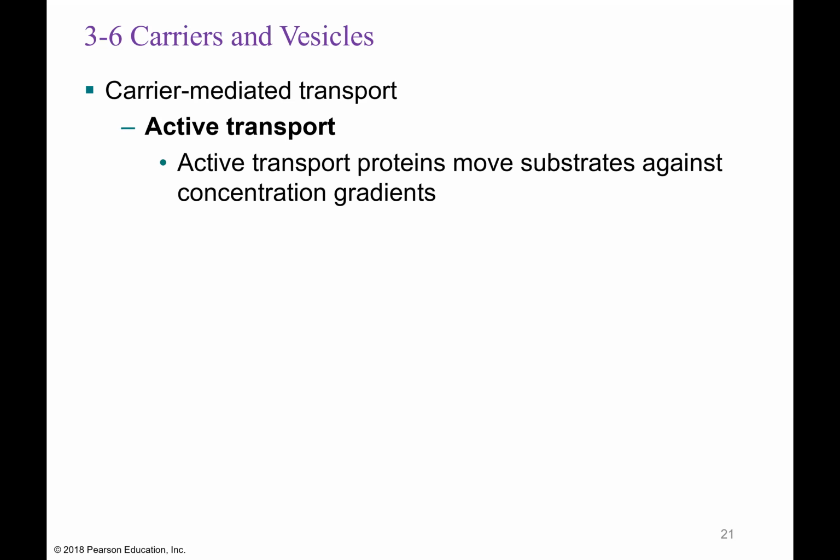Up until this moment, we've been talking about moving substances down their concentration gradient, from areas of high concentration to areas of low concentration. With active transport, we're reversing it. We're moving substances from low concentration up to high concentration, against its concentration gradient, against the natural flow that it would normally go. This requires energy. That's why we call it active transport. So ATP.